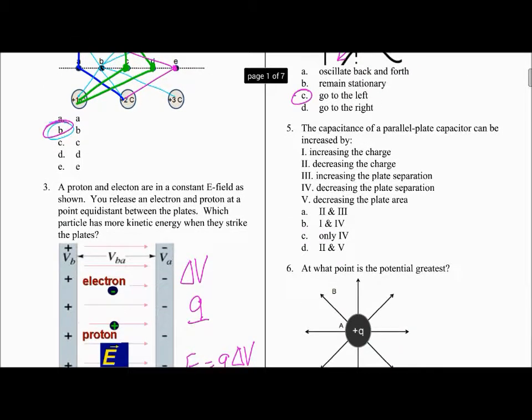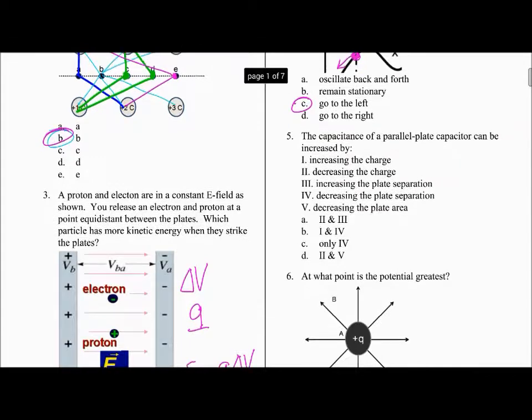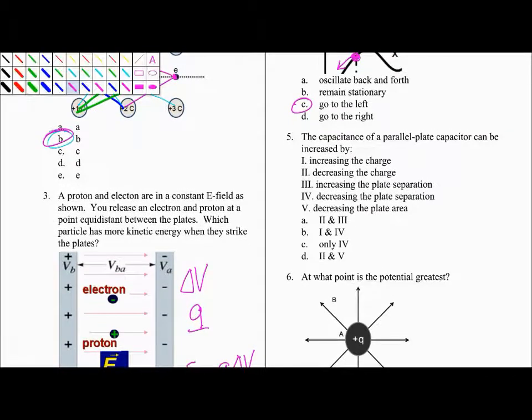The capacitance of a parallel plate capacitor can be increased by not this. Remember, capacitance is epsilon naught A over D. Actually, put our kappa in there as well. Increasing the charge doesn't change it. Decreasing the charge, increasing the plate separation. So if I increase this, that causes the capacitance to go down. So it's not that. Decreasing the plate separation. If I decrease this, that does increase my capacitance, so 4. And decreasing the plate area, let's see, if I decrease this, that makes this also decrease, so that's not the answer. So the answer is C.